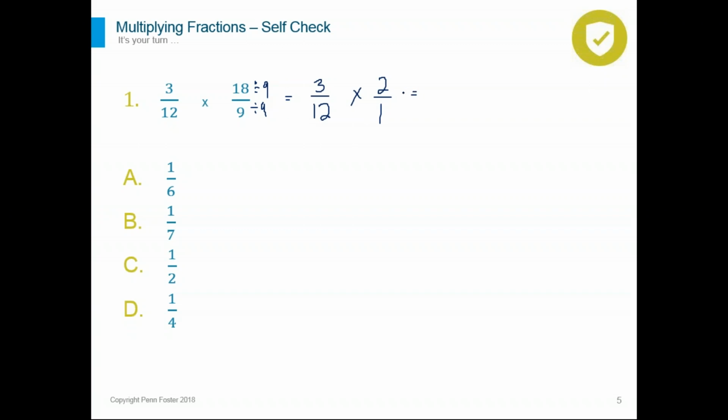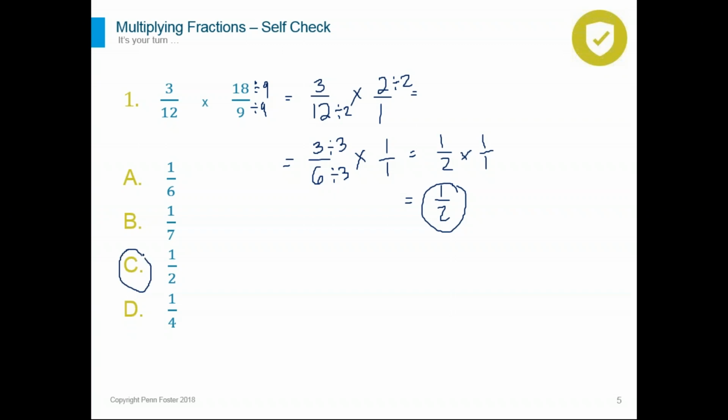Let's see if I'm able to eliminate another factor, 3 and 12, or 2 and 12. Let's do over 2 and over 2. What's going to happen to the problem? It's going to be rewritten as 3 over 6 times 1 over 1. Well, I have 3 and 6, so over 3 and over 3, and that will give me 1 over 2 times 1 over 1, multiply across, 1 over 2, and this is the correct answer, number C.